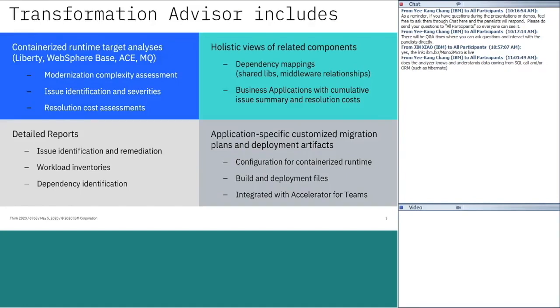I'll talk a little bit more about this later, what we do for the Java runtimes in this space. And it's our intention to expand the other capabilities as well to include this. So we get deployment files that will run your runtimes on a containerized OpenShift platform, and we talk a little bit about how that plays into some other capabilities with Accelerator for Teams.